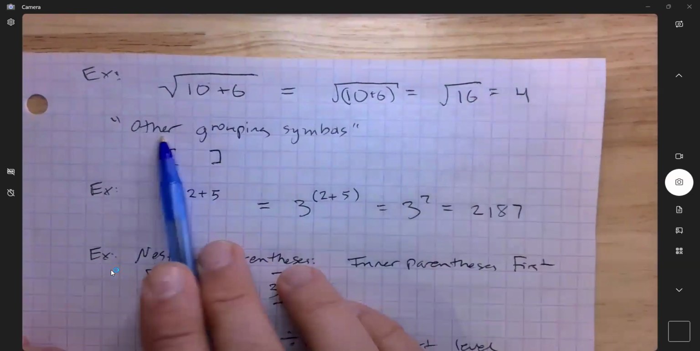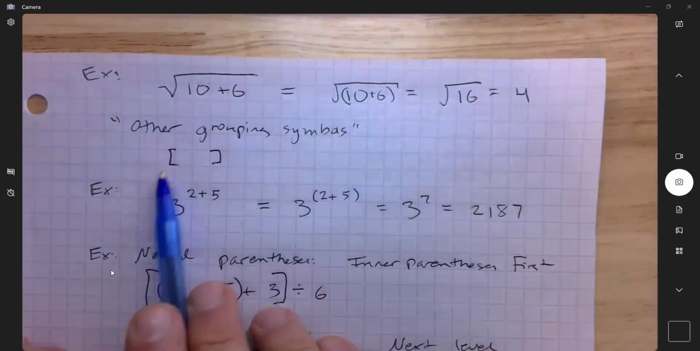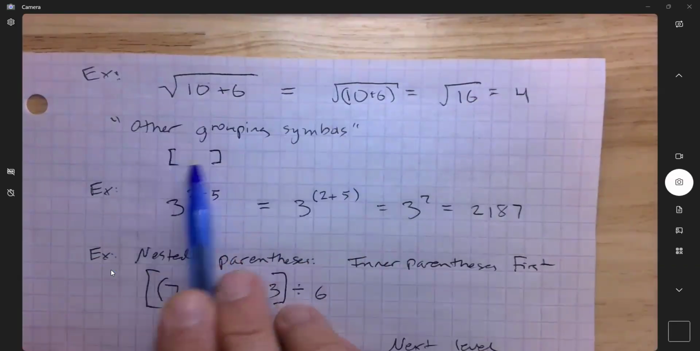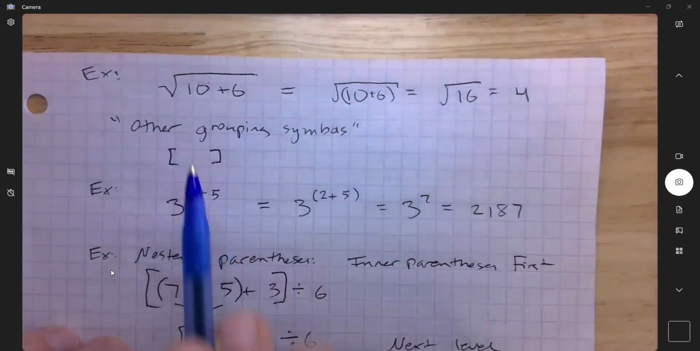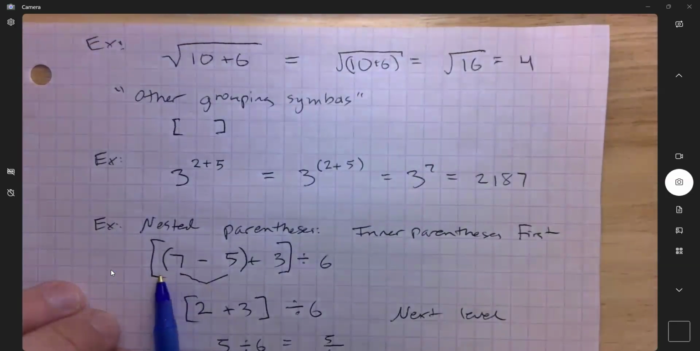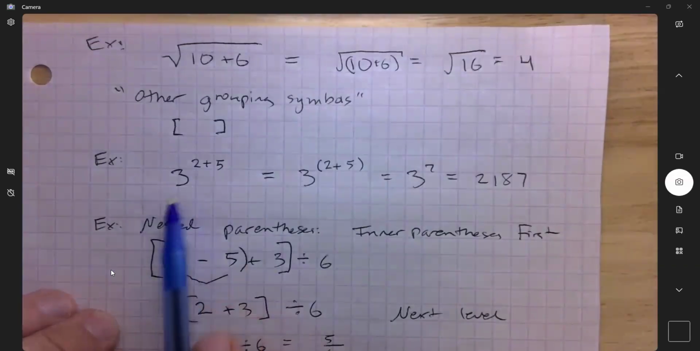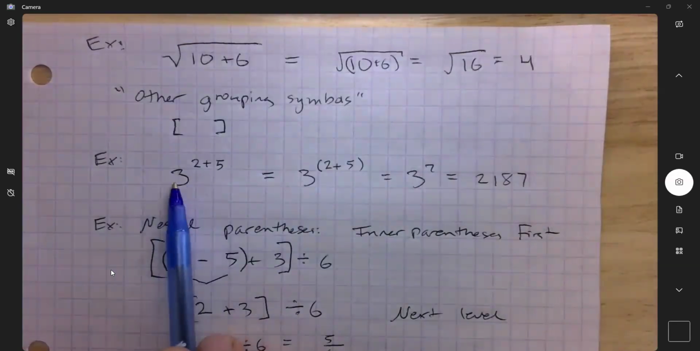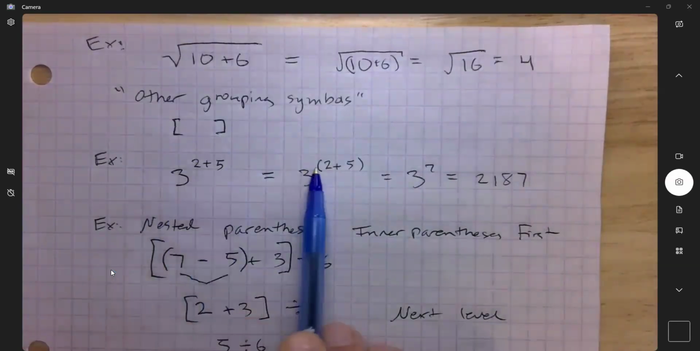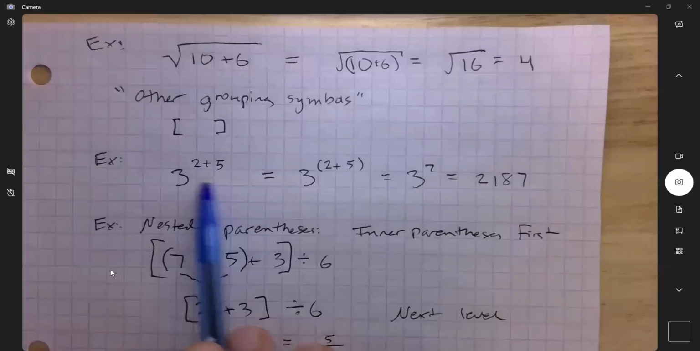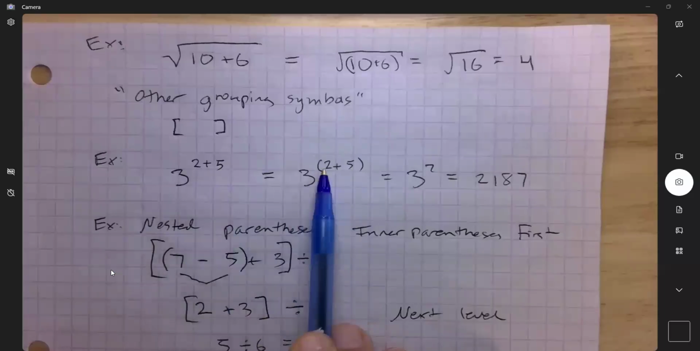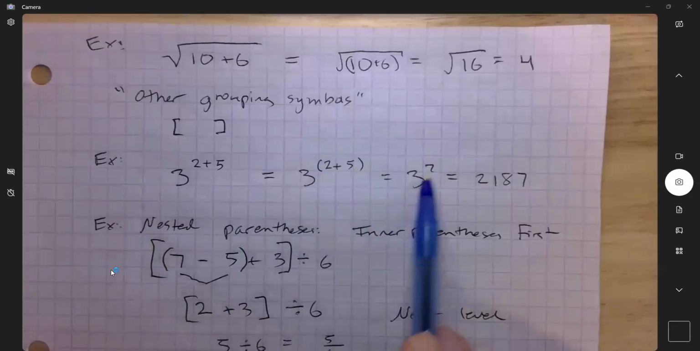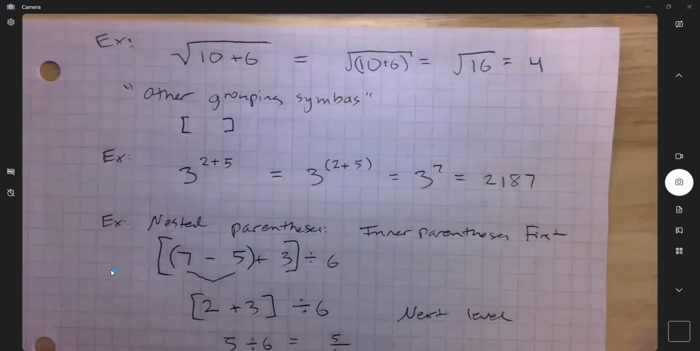In the book, this is called other grouping symbols. Another one you might see is this bracket, which is often used, for example, down here when you have nested or two levels of parentheses. Going back to our implied but not visible, 3 raised to the 2 plus 5. Even though we don't see the parentheses there, that's in the exponent. And so we do the exponent arithmetic first, 3 to the 7, which is 2187.